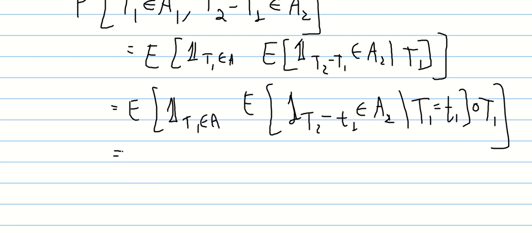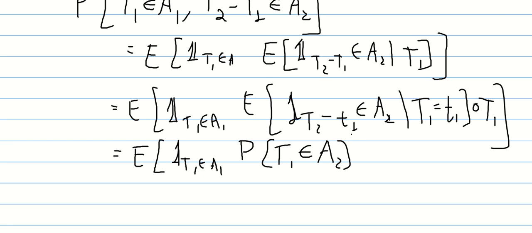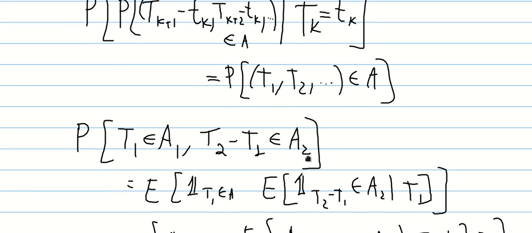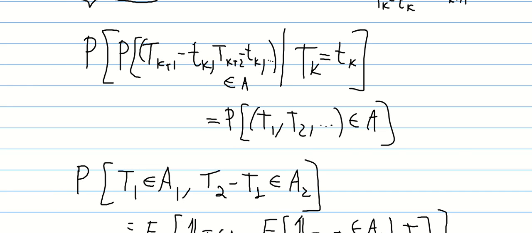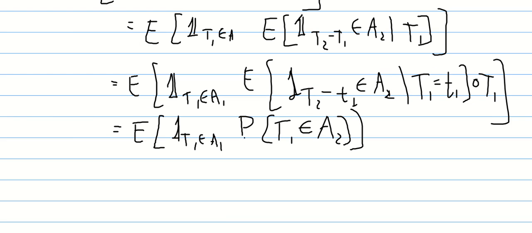So this is the expectation. Here we keep the indicator of T1 in A1. And here we have the probability of T1 belonging to A2. So here you see that T2 minus T1 belonging to A2, given T1, is equal to the probability that T1 belongs to A1, and this is just a product: T1 in A1, T1 in A2.